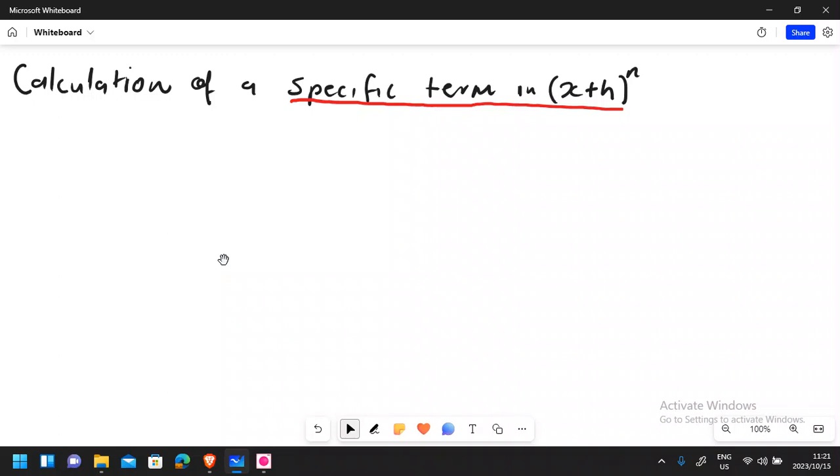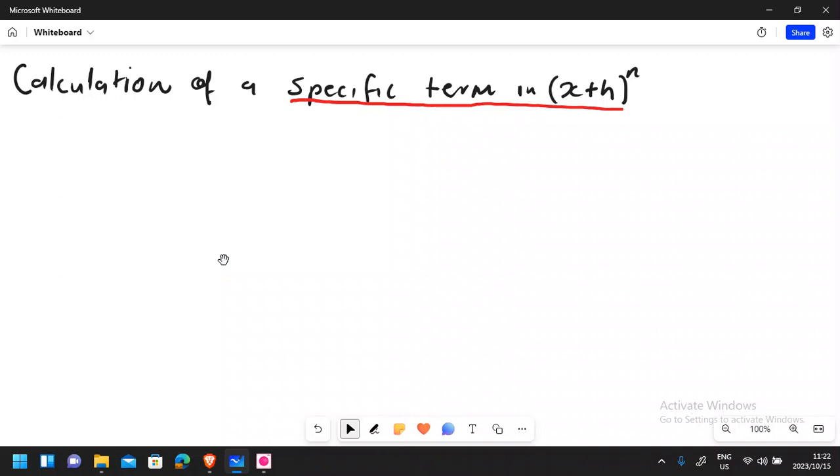Today on this video we will be trying to calculate a specific term in an expression. As you can see, the heading there is calculation of a specific term in (x + h)^n. Now, if you were watching the previous videos based on this playlist, you know that we've been expanding to the fourth term most of the time. So this time around on this video, I'll be showing you guys how to actually calculate a specific term.